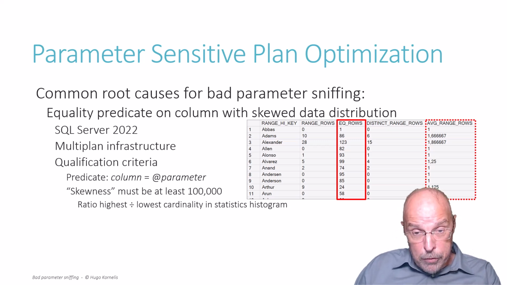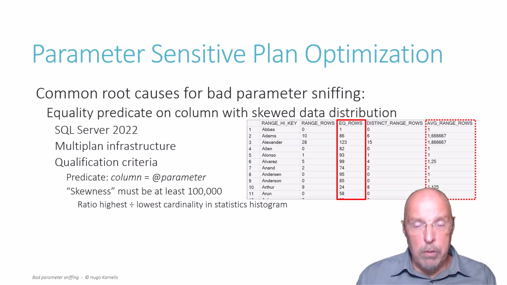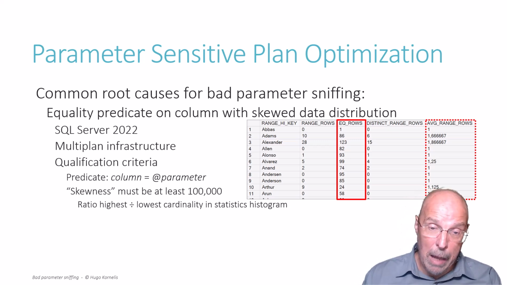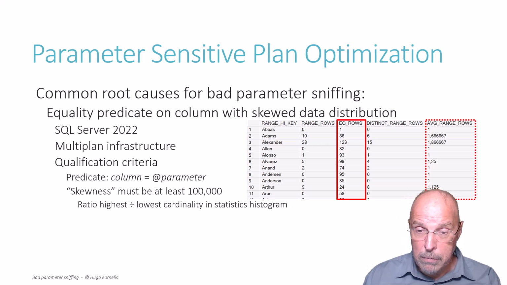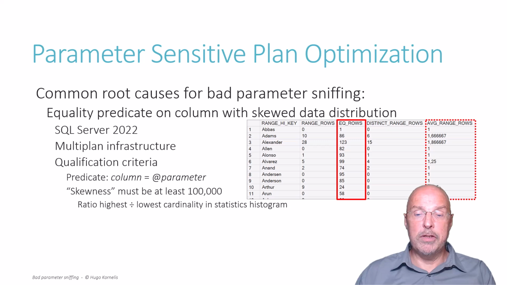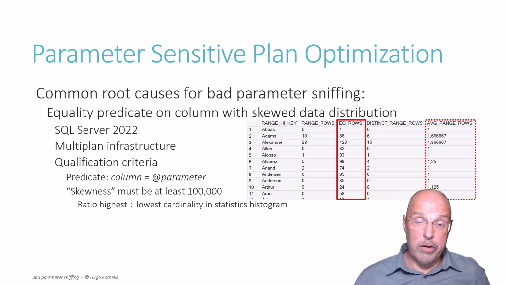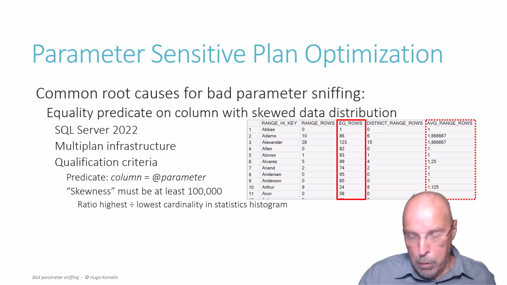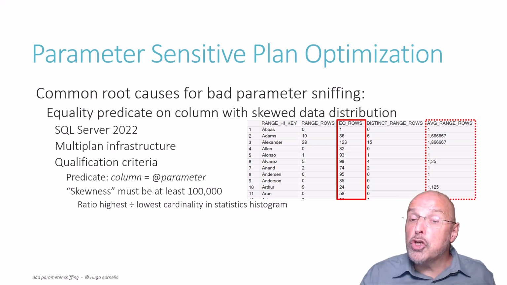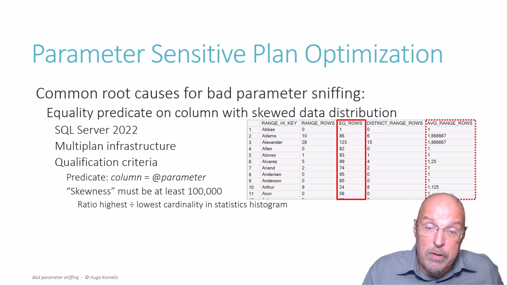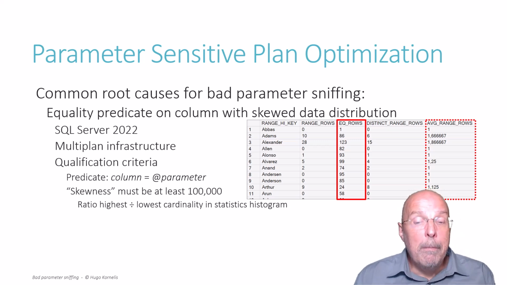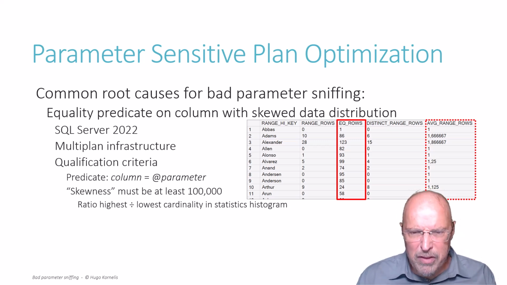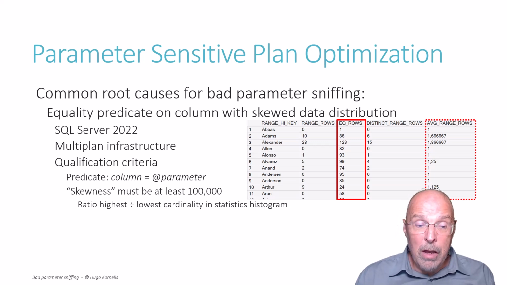In the example on the screen, you will see that the lowest equality rows is 1 for Abbas, and the highest is 123 for Alexander. That is a ratio of 123 divided by 1 equals 123, far below 100,000. Now this is just a subset of the data, it's just a screenshot, there are more rows in the output, there may be higher values. One of them has to be at least 100,000 to reach that ratio.